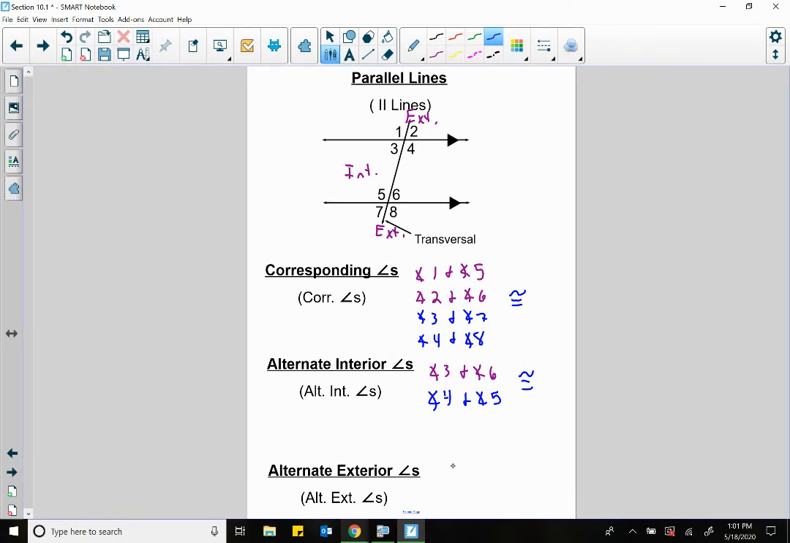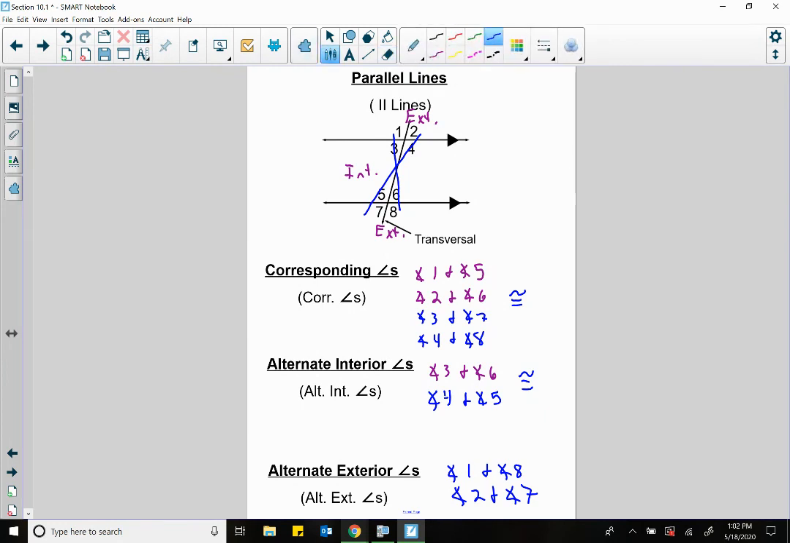So we can talk about angle 1 and angle 8. And we can talk about angle 2 and angle 7. Again, the only difference is that these are exterior. So 1 is opposite the 8 on the other side of the transversal. 2 is opposite the 7 on the other side of the transversal, and they're exterior.